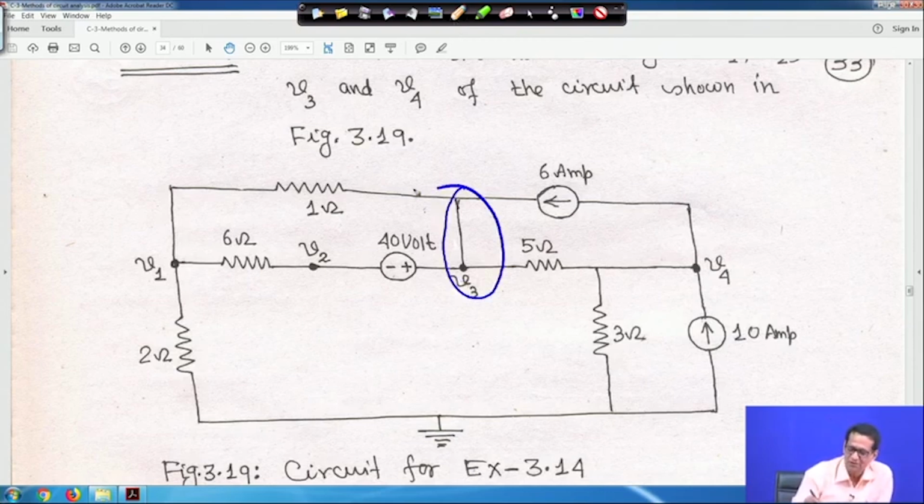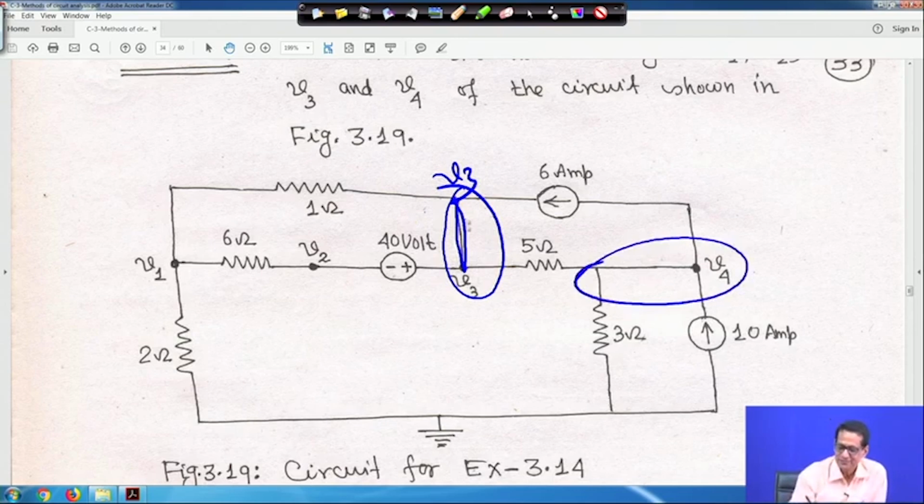This is actually a common node, because these two are connected together. So, if it is V3, this is also V3, right. Similarly, these two nodes are a common node, because there is no electrical element in between these two. Similarly, this point and this point are the same, right, because no electrical element is there. So, if here it is V4, here also it is V4, if it is node number 4, this is also 4, right.